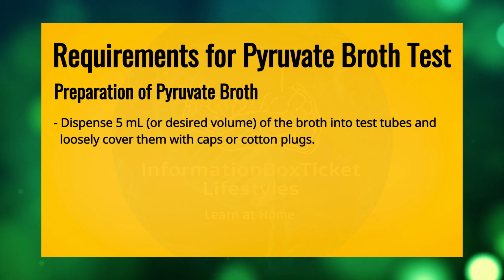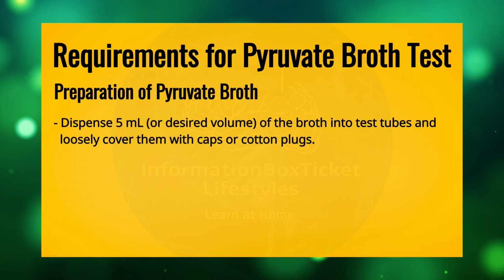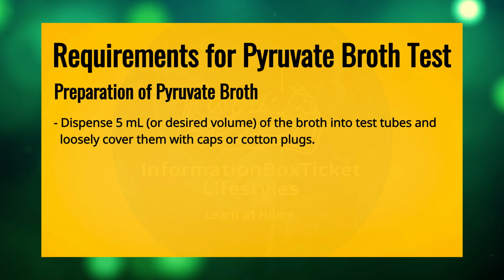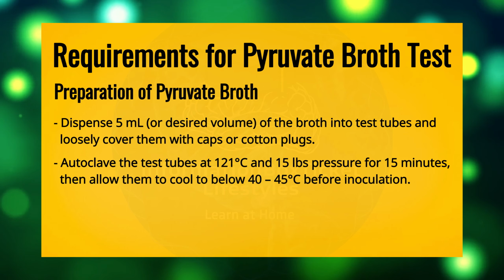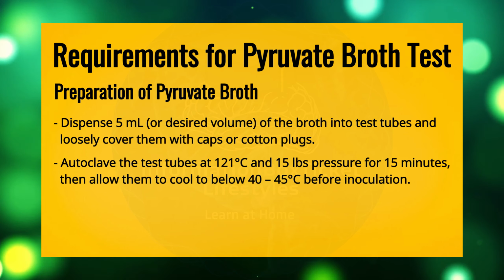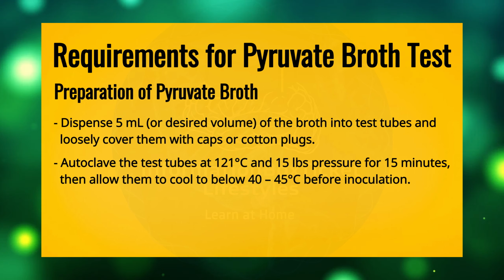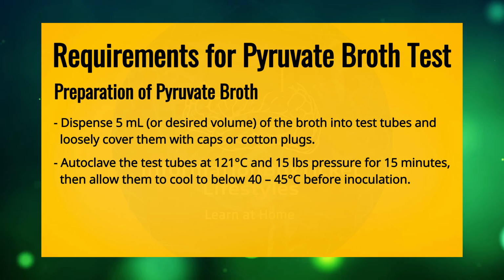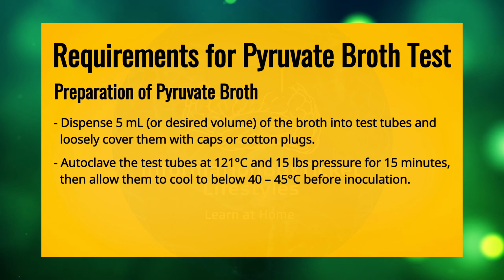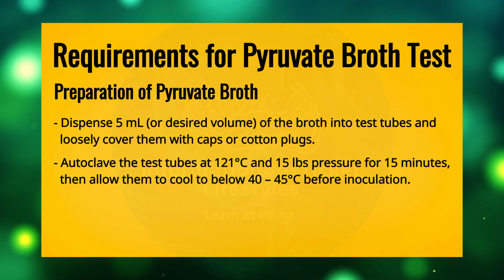Dispense 5 ml, or desired volume, of the broth into test tubes and loosely cover them with caps or cotton plugs. Autoclave the test tubes at 121 degrees Celsius and 15 pounds pressure for 15 minutes, then allow them to cool to below 40-45 degrees Celsius before inoculation.